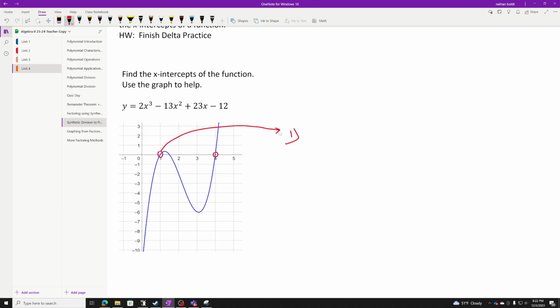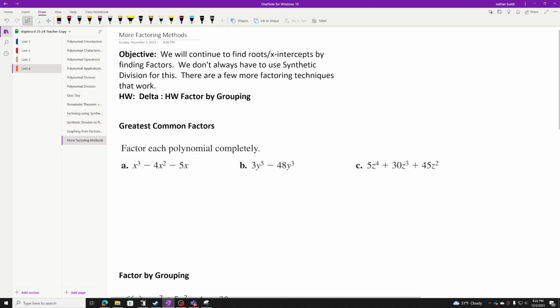But what if I gave you this question without the graph? How could you start to do that? Well, that's where some factoring techniques can come into play and help us out. So, we're going to use these factoring techniques again to find some x-intercepts.